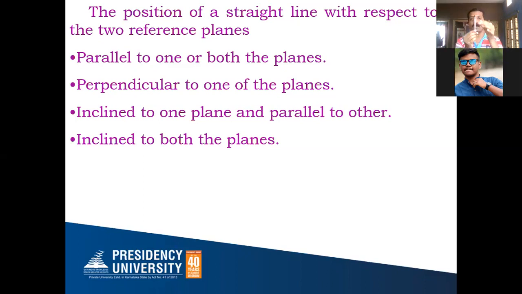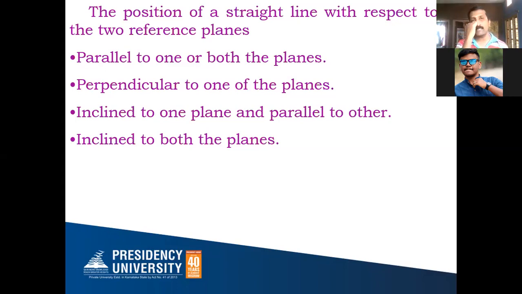Similarly, when the line is placed like this, it is perpendicular to HP and parallel to VP. So in the front view you will get a true length because it is parallel, and in the top view it is perpendicular, so you will get a point. So this is the second case.